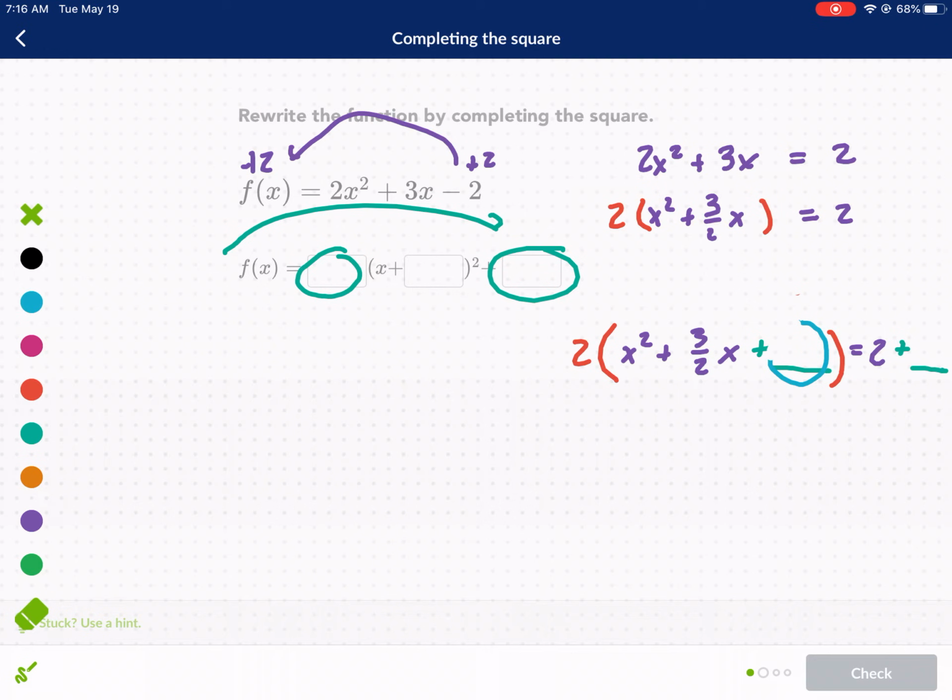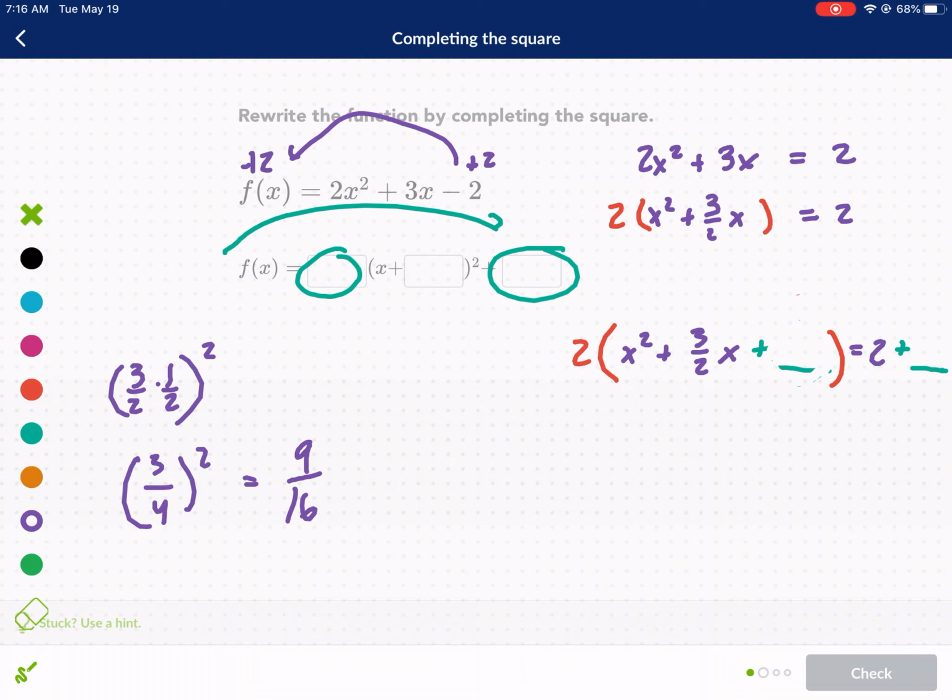Okay, so we're doing 3 over 2x. So what we do here is we take half the middle term, same thing as multiplying by 1/2, and then we square it. So we get 3 over 4, and that's going to be squared. And it gives us 9 over 16. So we're adding 9 over 16 here inside the parentheses. But if we're going to add it inside the parentheses, don't forget we have to multiply it by 2. So we have to multiply by 2 before adding it to both sides, because it's inside the parentheses.